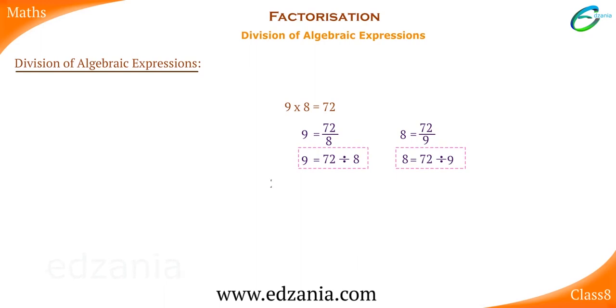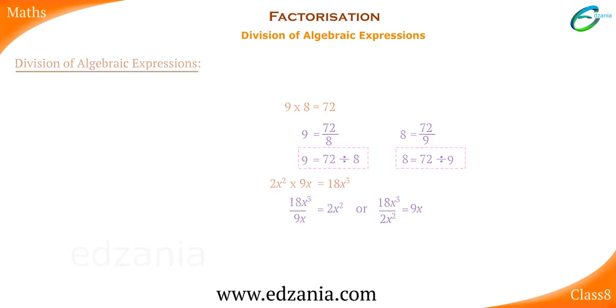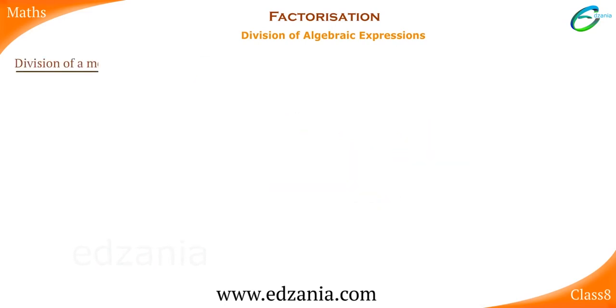For example, 2x squared into 9x is equal to 18x cubed. It can also be written as 18x cubed over 9x is equal to 2x squared, or 18x cubed over 2x squared is equal to 9x. Now let us see how the division of one expression by another can be carried out. Let's begin with the division of a monomial by another monomial.